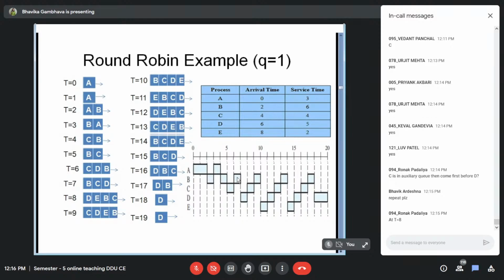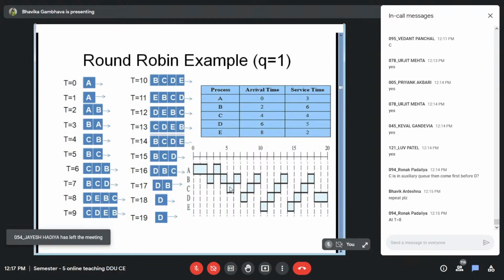Okay. Then D came meanwhile. But where was D? It was first C, B, and then D. So C executed. Then I'm executing B, and then it is the turn of D. Now look here. I'm executing C. Is C over? No. Is B over? No. Is D over? No.